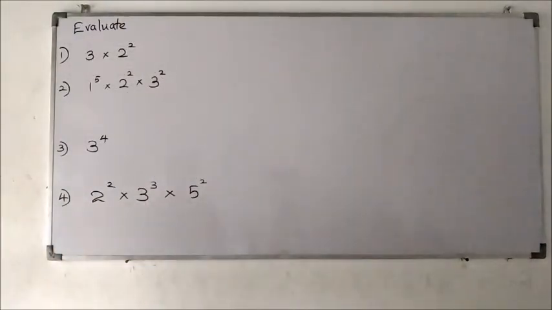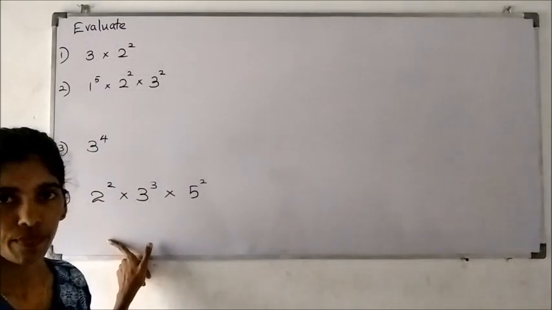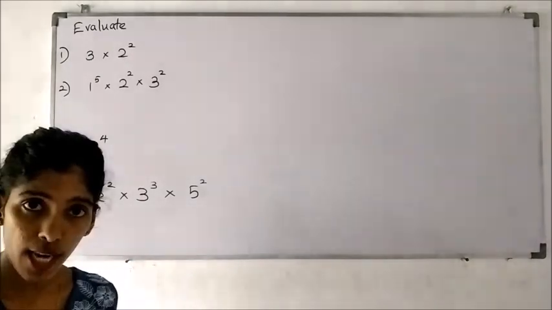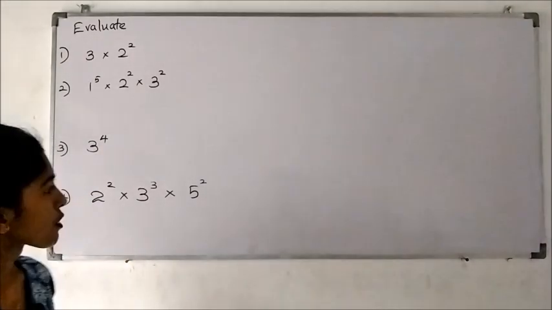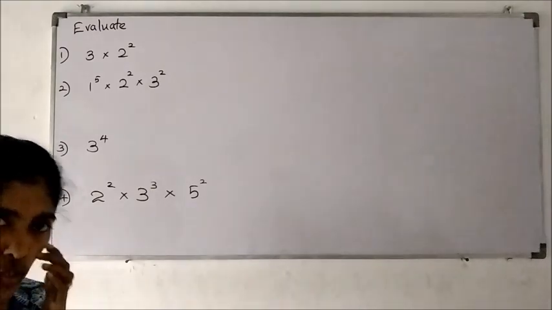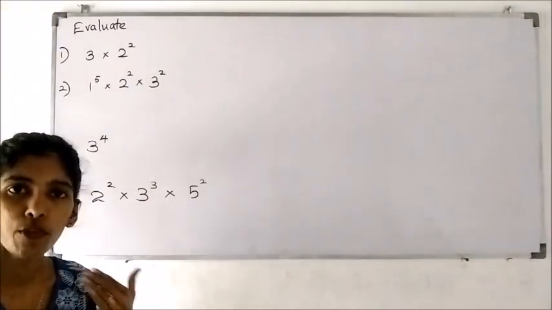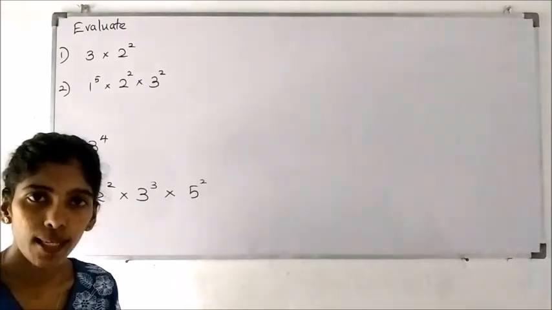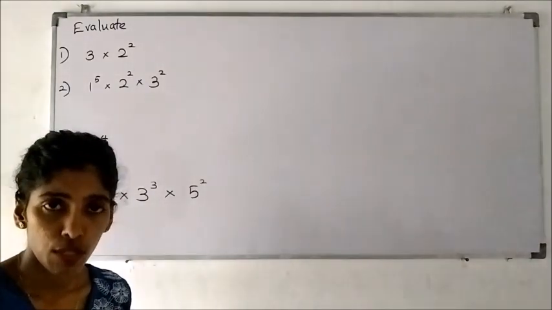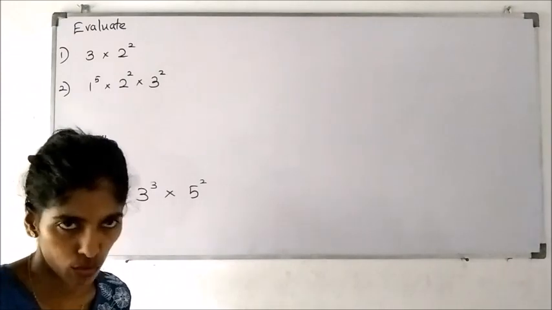Now children, see this question, evaluate. That means we will find the value of this. You are given a few examples in index notation. So firstly, we will write these as a product. Thereafter, by multiplying, we will get the answer. We will find the value. That is the evaluation. Okay.